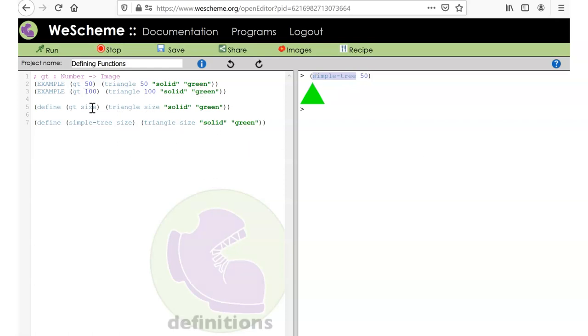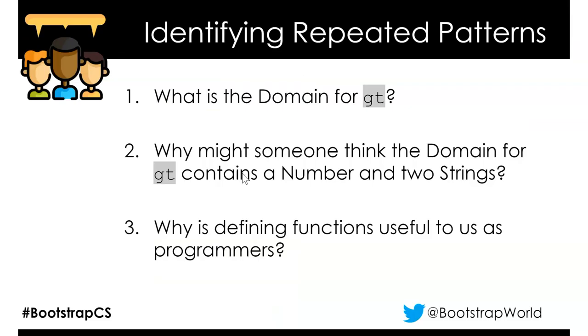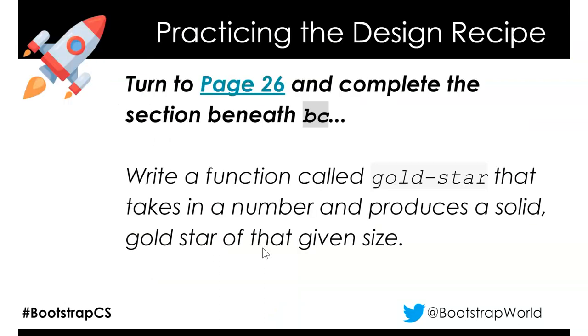So that's another reason. It's not really shown by the GT, because GT stands for green triangle, but in this case, we can name it a different name that actually has meaning to us humans in our program, in how we talk about our program. So that's another useful thing.